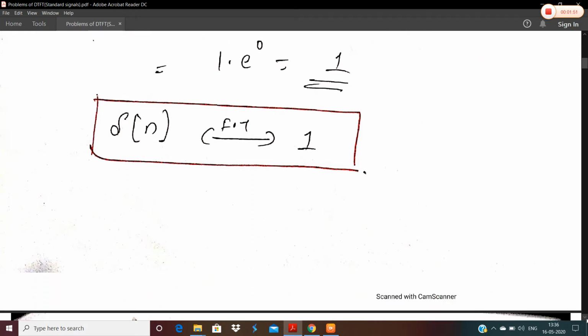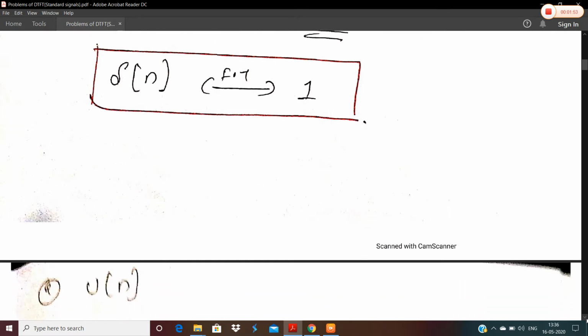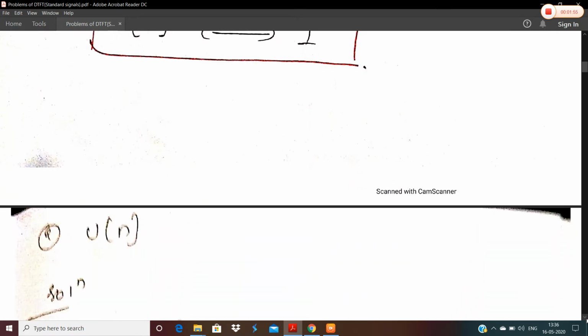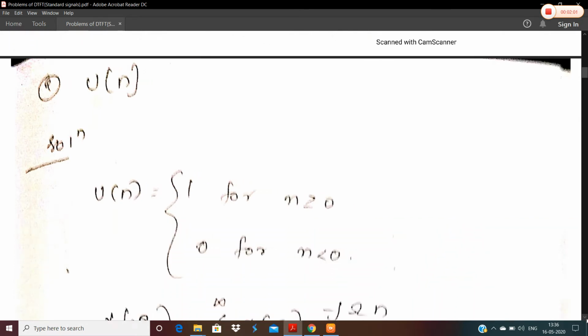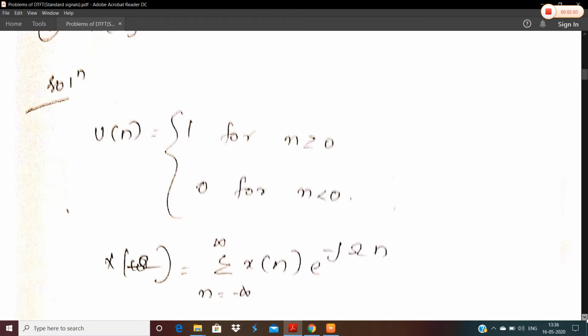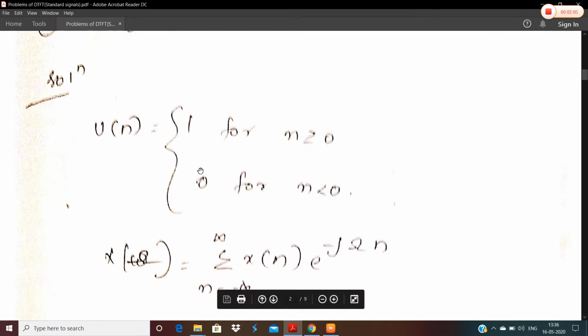Now let's move on to the second question. The second question deals with finding the DTFT of u of n, that is the unit step function. We know that unit step function has got value 1 for n greater than or equal to 0, and it is equal to 0 for n less than 0.